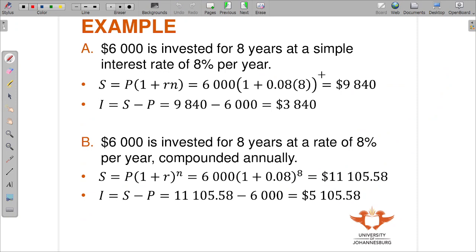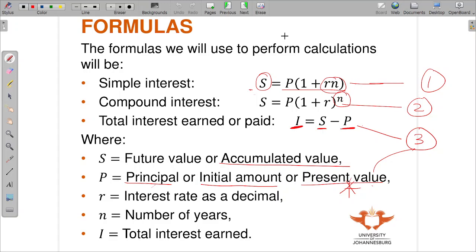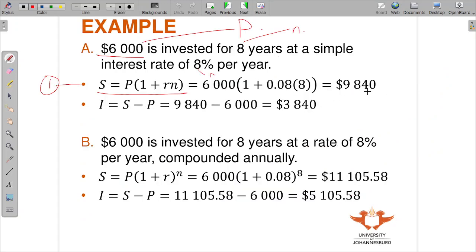Now, let's demonstrate that to see how the interest increases. In simple interest, if we have our principal to be 6,000, our n to be 8 years, and our rate to be 8%, and we calculate the simple interest using equation 1, we are going to get that the future value is 9,840. That is the future value. And we can see the interest we got is 3,000 plus.